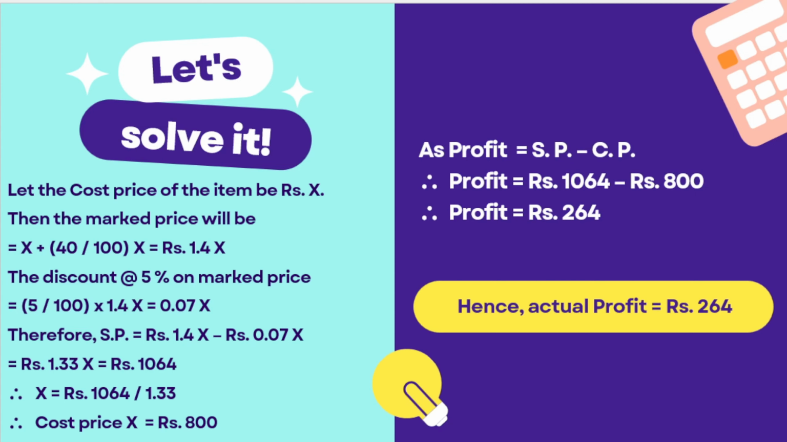Therefore, cost price x is equal to rupees 800, as profit is equal to selling price minus cost price, and now we have both the values. Therefore, profit is equal to selling price of rupees 1064 minus cost price of rupees 800, hence, the actual profit is equal to rupees 264. Let us go to example number 16.